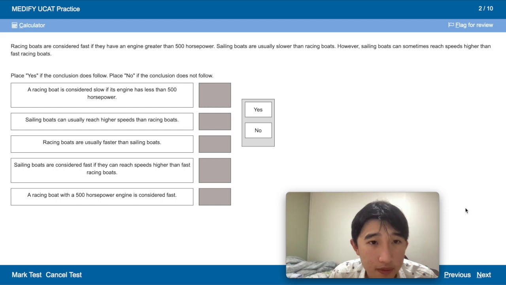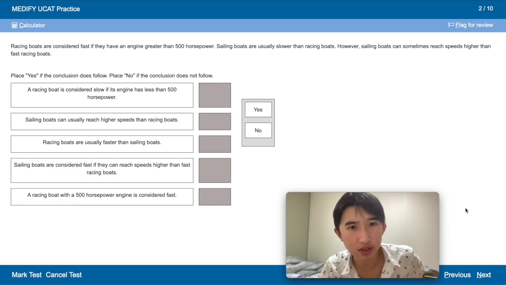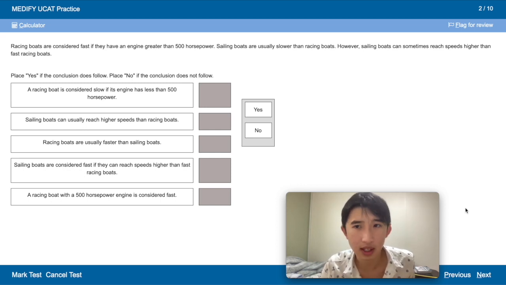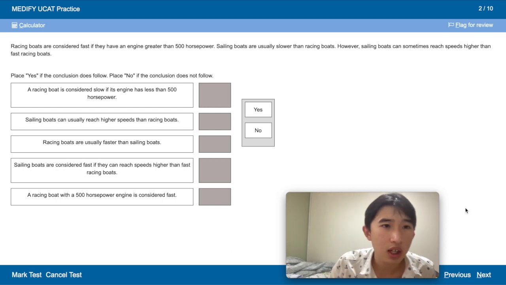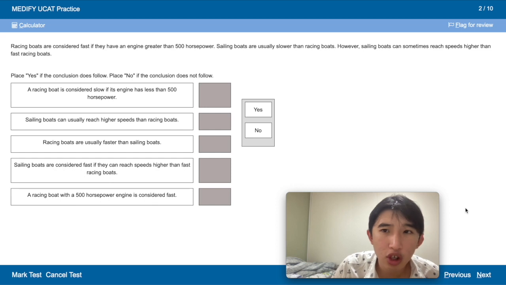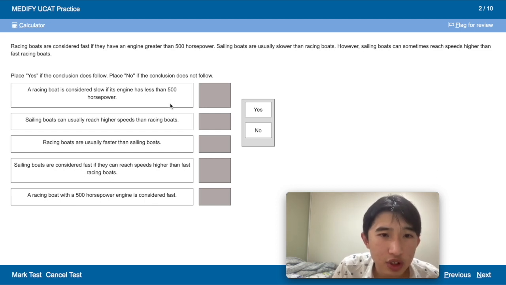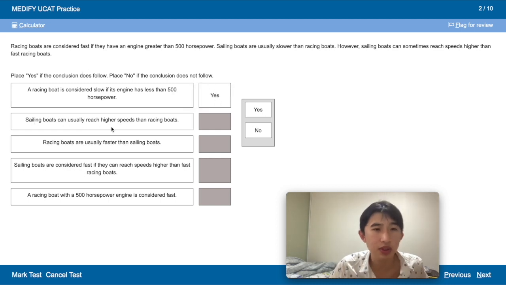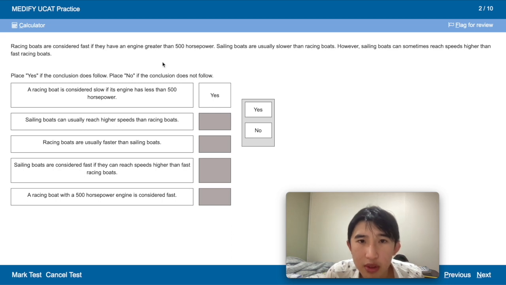Racing boats have an engine greater than 500 horsepower, slower than racing boats. However, sailing boats can sometimes reach speeds higher than racing boats. A racing boat is considered slow if the engine is less than 500. Yes, it can imply sailing boats can usually reach higher speeds than racing boats.